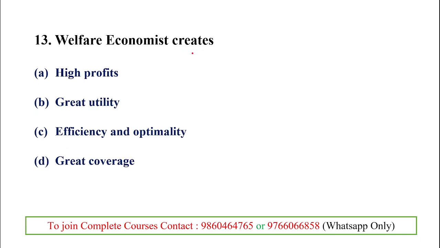Clear. And the next question: welfare economics creates what type of factor, what type of influence? Whether the welfare economy is to make high profits, or great utility, or efficiency and optimality, or great coverage. And here the answer is efficiency and optimality. Of course, a welfare economist seeks to allocate resources in an efficient and optimal manner. So welfare economics requires the resources or factors to be used efficiently and in an optimal manner.